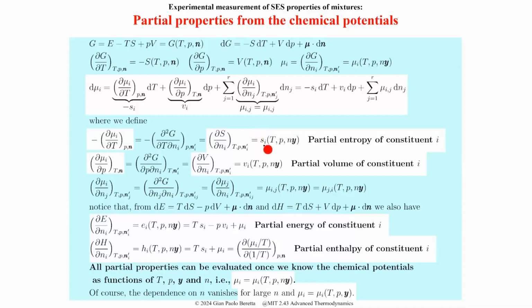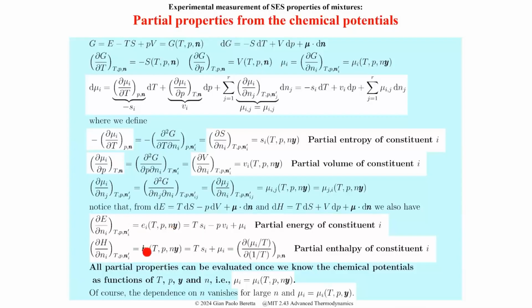So we have to pay a lot of attention to the subscripts, so single subscript is a partial property for the mixture. Double subscript is specific property of the pure component. And then we define the partial volume, which is another derivative of the chemical potential once we know the chemical potentials as function of temperature, pressure, and composition. We define the partial energy, and also we define the partial enthalpy.